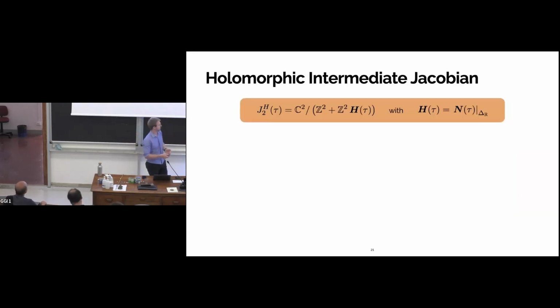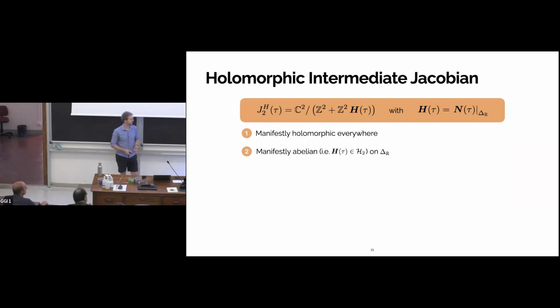Okay, so how does this actually work? You define what we call the holomorphic intermediate Jacobian, which essentially means the Weil intermediate Jacobian restricted to the real subslice. The nice properties then are that this is manifestly holomorphic, as you would like, because you have enforced it by hand. And it is manifestly abelian, at least on the real subslice, because there it's just a Weil intermediate Jacobian.